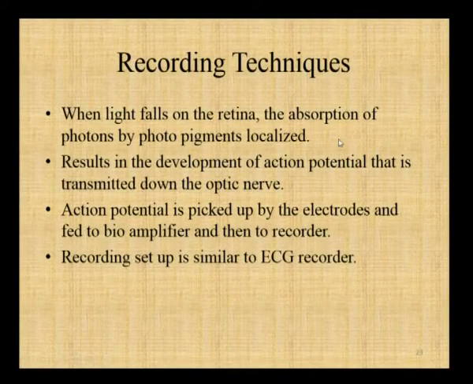Then the recording techniques of ERG. First we will go with the format, that is when light is incident on the eye, what happens. When light falls on the retina, the absorption of the photons by the photopigments can be localized. It results in the development of action potentials, and it is transmitted through the optic nerves. The action potential is picked up by the electrodes, fed to the bioamplifier, and then recorded. The recording setup of ERG is similar to the ECG measurements. ECG is electrocardiogram.